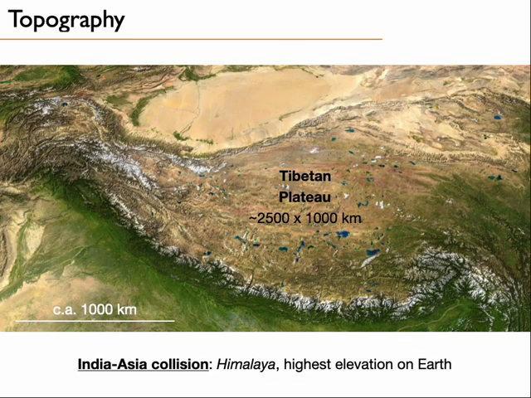So let's zoom on one of the plateaus. The Tibetan Plateau is the most prominent. For the scale here, that's about 1,000 kilometers. And the Tibetan Plateau surface is about 2,500 kilometers by about 1,000 kilometer width. So that's a huge object. It's the point of highest elevation on Earth, and this is the result of the collision of India with Asia on that side.